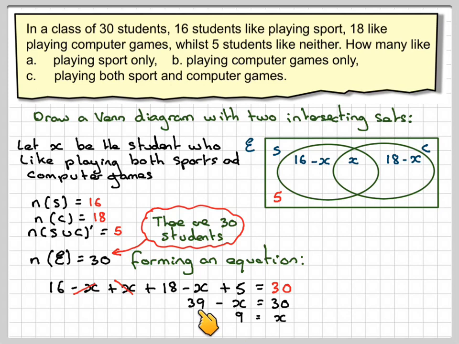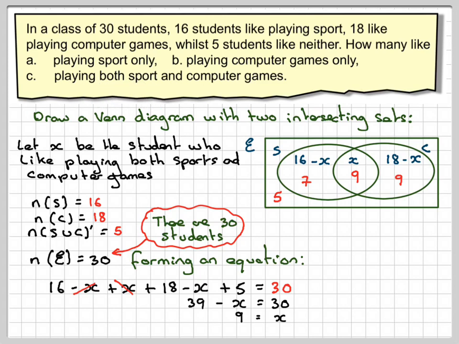You can think of it this way, 39 minus X. What do you have to take away from 39 in order to get 30? The answer is 9. Going back, this is 9. 16 minus 9 is 7. 18 minus 9 is 9. And now we can answer the questions.